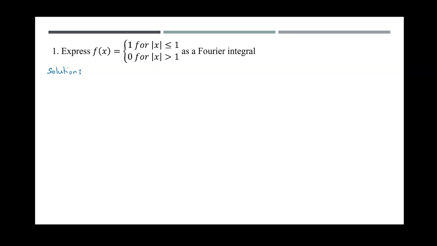So if f of x is given, first write that given function: f of x equal to 1 for, here 0 for. Here mod x less than or equal to 1 means x is in between minus 1 and plus 1. If mod x is greater than 1, x may be in the interval minus infinity less than or equal to x less than or equal to minus 1, or 1 less than or equal to x less than or equal to infinity. Not 'or' and 'and'. In both these intervals, f of x is 0.